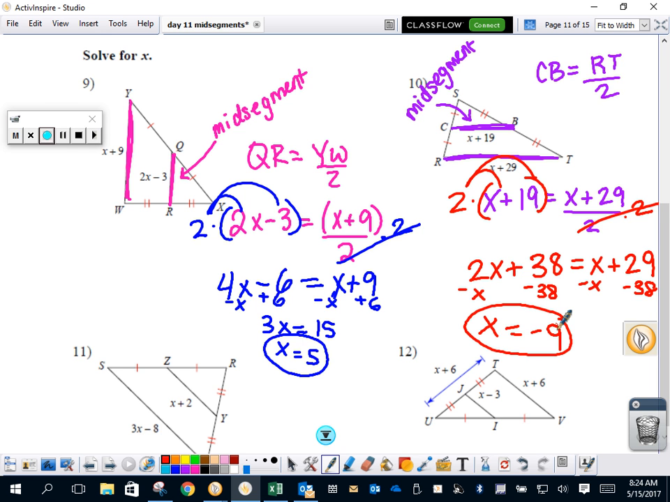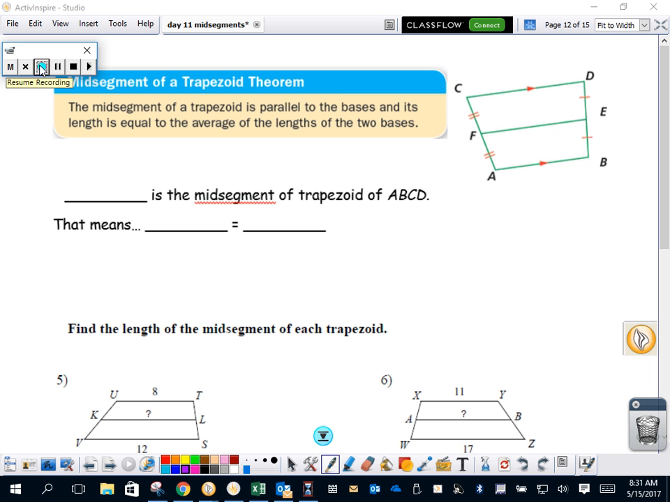All right. Okay. So in a trapezoid, what do we think the midsegment is in this trapezoid? FE. Okay. So the midsegment is FE. FE is going to be parallel to the bases and is equal to the average of the length of the two bases. How many bases do we have? 2. We're going to be dividing by 2. And what are the names of the bases?